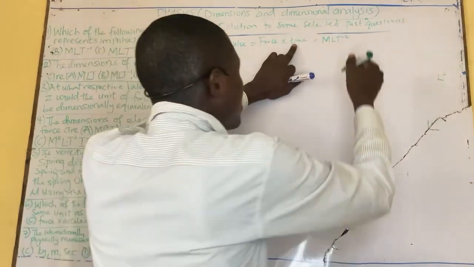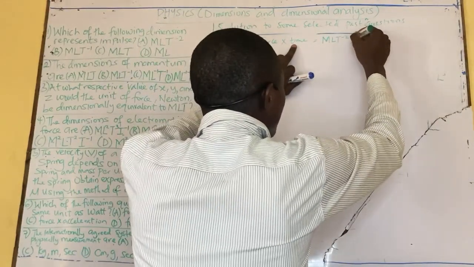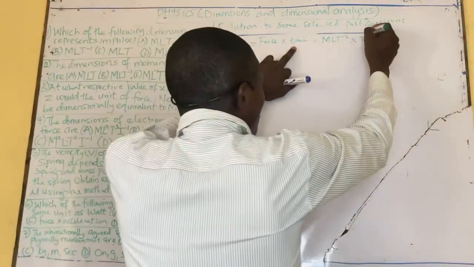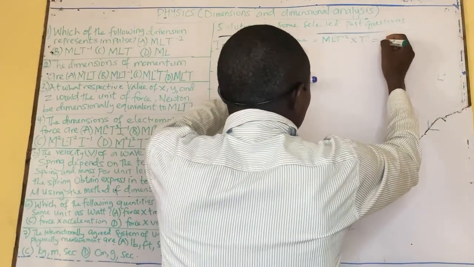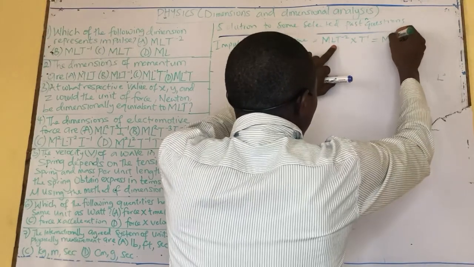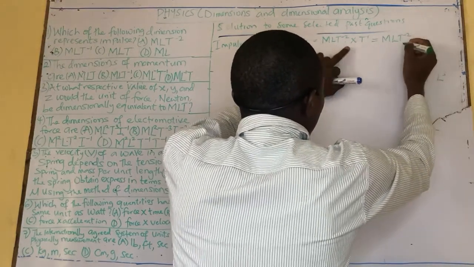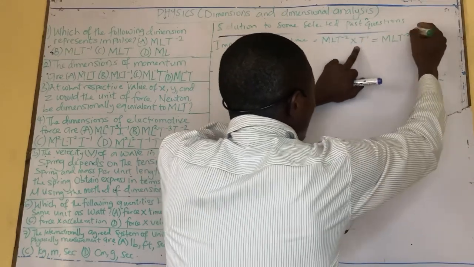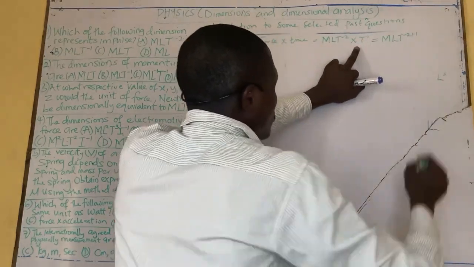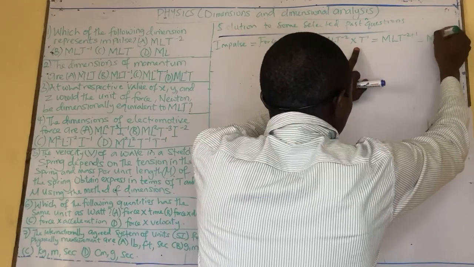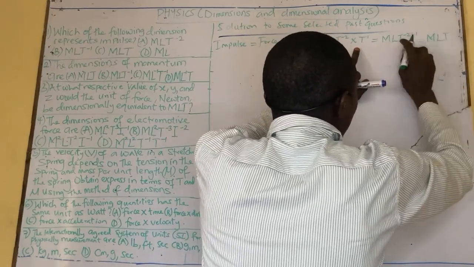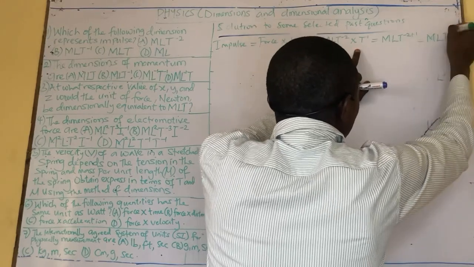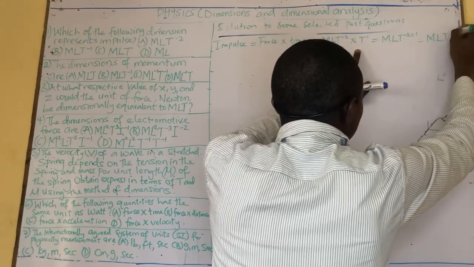The time itself is T, and this is just power 1. By doing so, we are going to have M L per T. Because it is multiplication, the powers of T add up: minus 2 plus 1 gives minus 1. That's why it is per T.